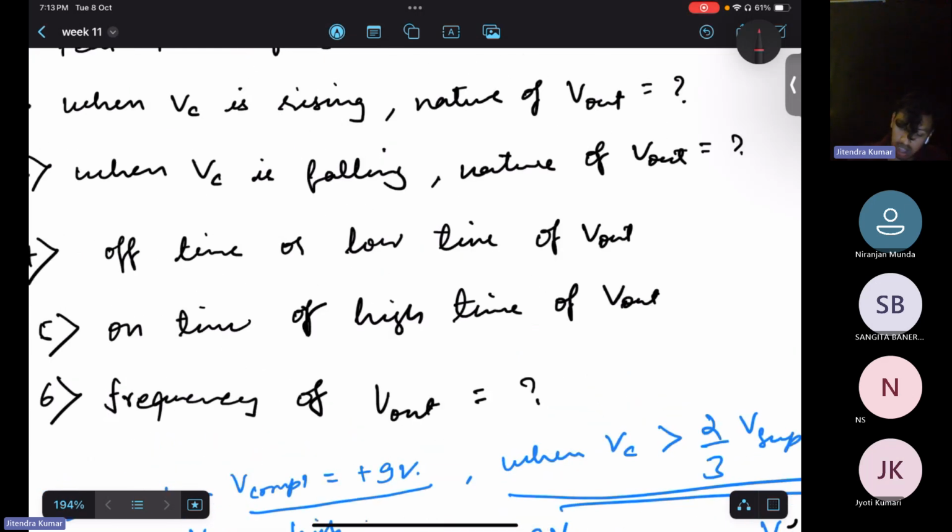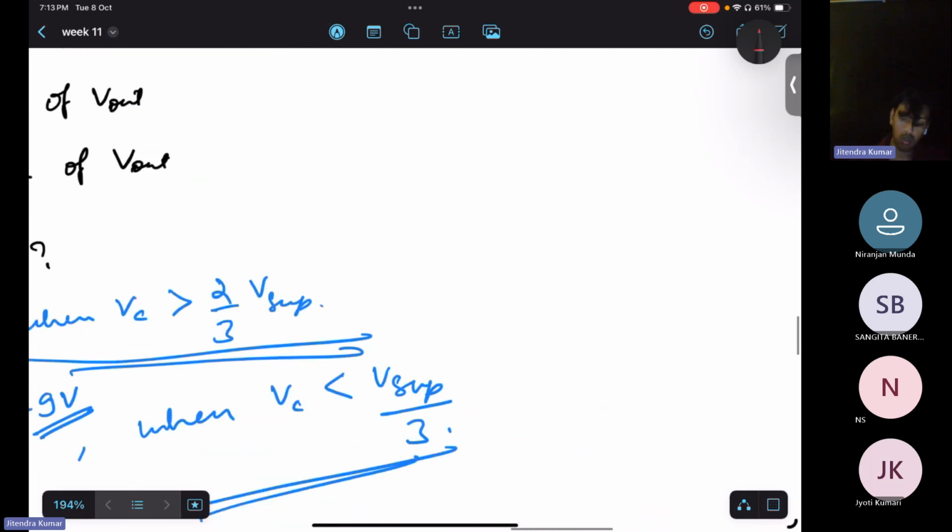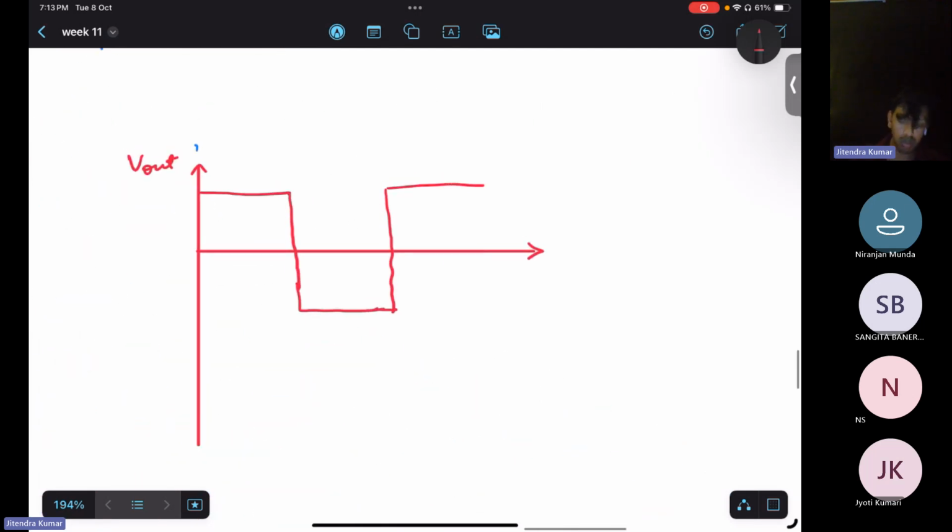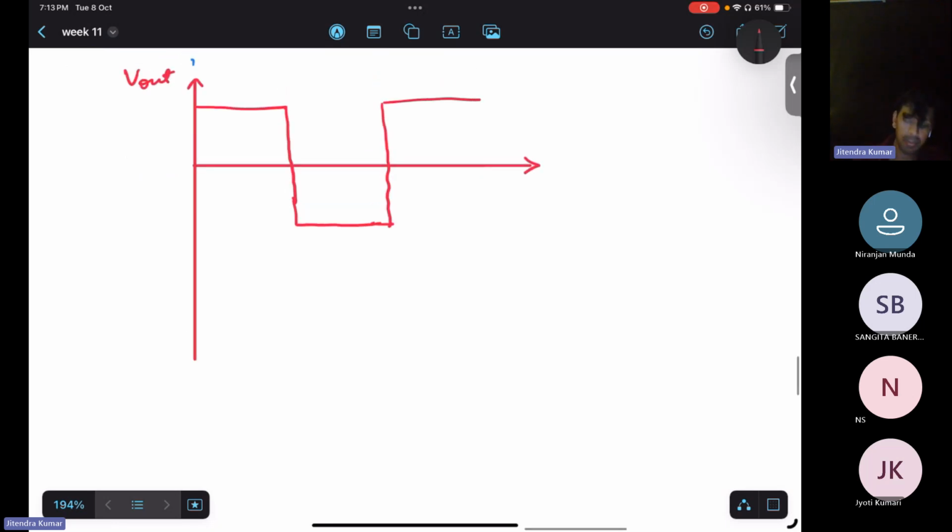On time for high output voltage, off time or low time of output voltage, when VC is falling, nature of Vout and all. So we will be able to calculate based on this waveform. So this waveform is very important. If you are able to get this waveform, you will be able to calculate all the parameters. Okay. So we also don't know these magnitudes. So high, low, just I'm writing high, low. Okay. So this is the nature of output voltage.